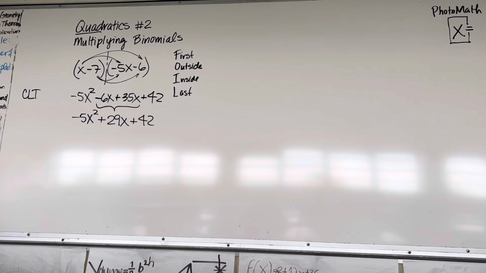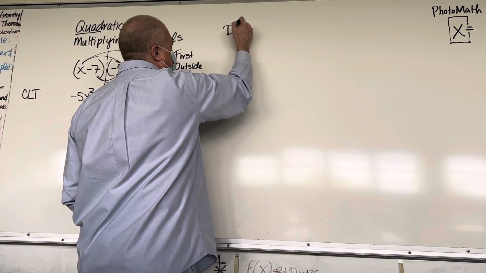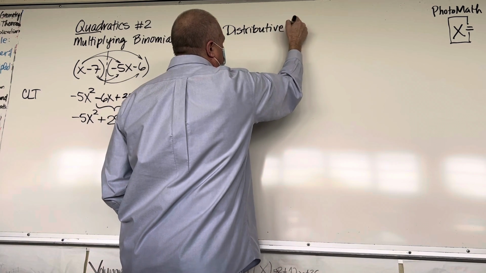So first, outside, inside, last. Now it's just binomial, distribute. So what is the distributive property? Let's cover that quickly. We're using it in FOIL, but it's kind of hidden. Distributive property.